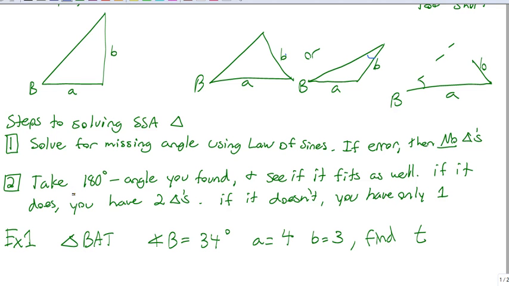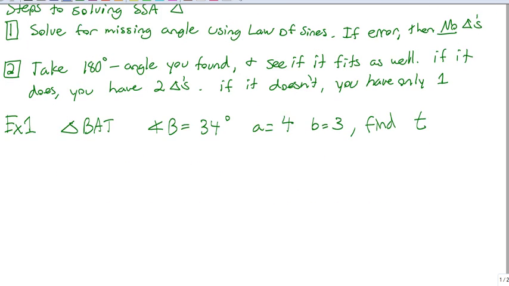Because remember, your calculator for inverse sine only gives you an angle from 0 to 90. But it could also be an obtuse angle, and our calculator will never get that. So we have to try the 180 minus the angle you found and see if that also fits in the triangle. If it does, you will have two triangles to work with. If it doesn't, you only have one. So let's see this in practice.